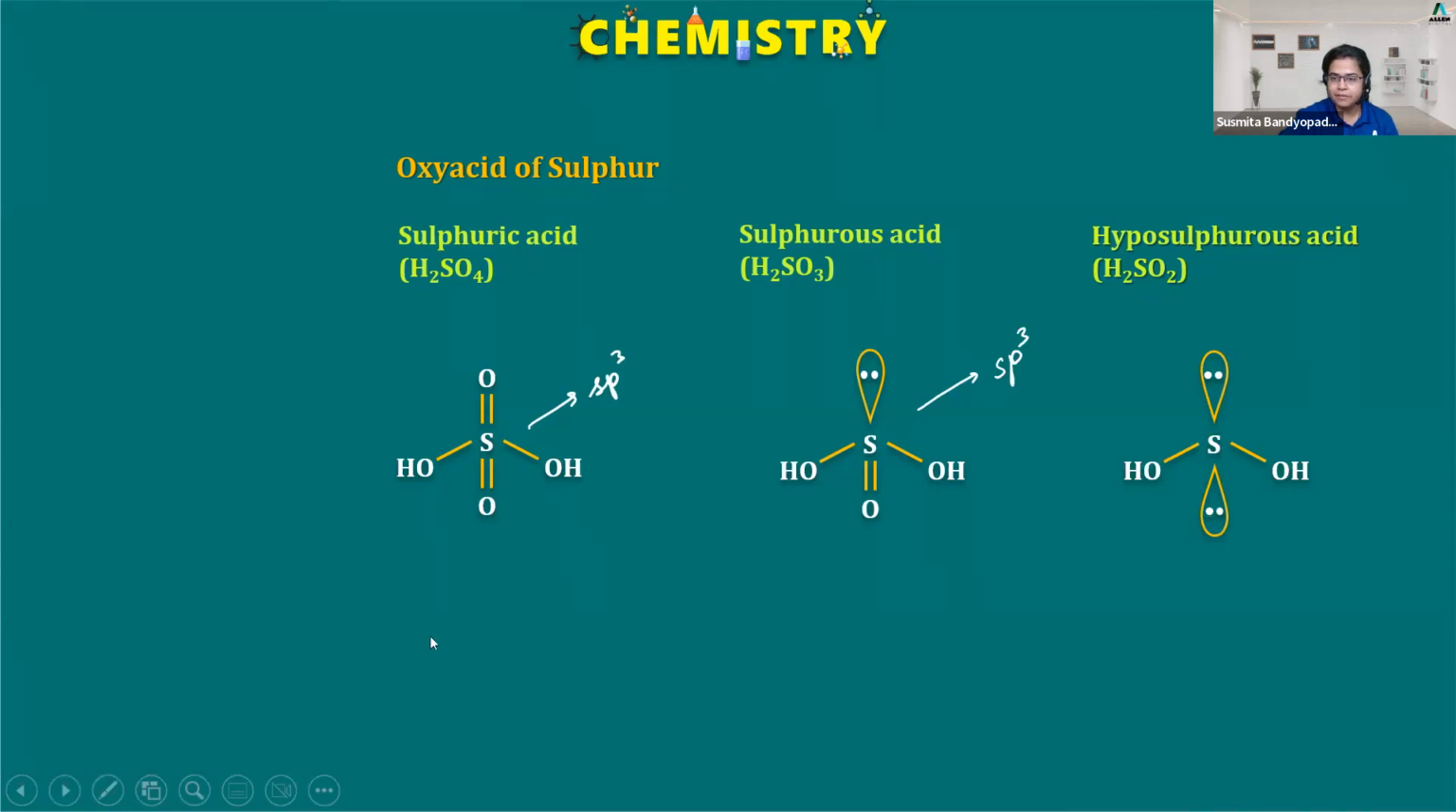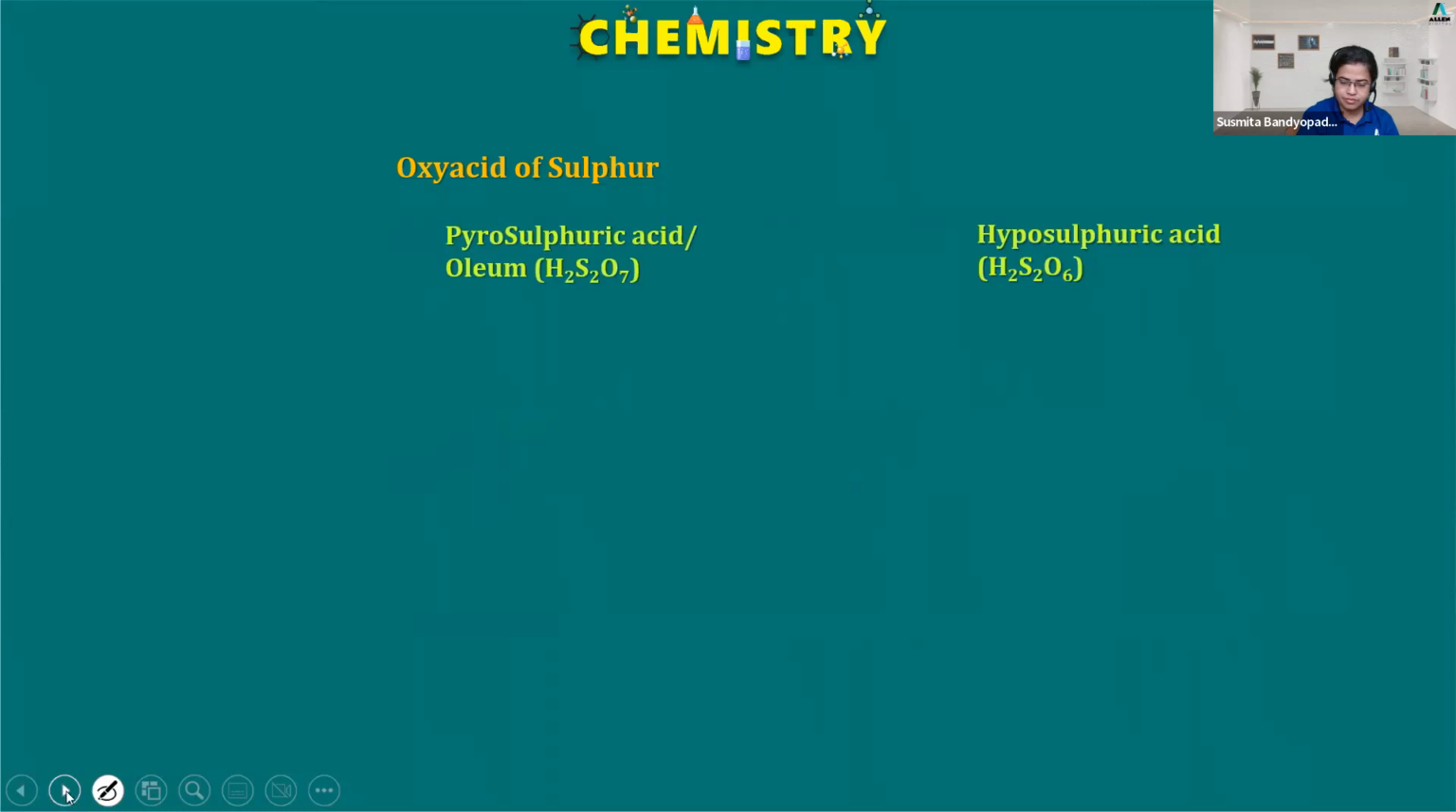Fine. Basicity is 2 each because the highly electronegative oxygen bonds directly with the hydrogen. So these hydrogens have directly bonded with the highly electronegative oxygen. So it's 2 each. 2 in each case. Pyrosulfuric acid or oleum we just now discussed.